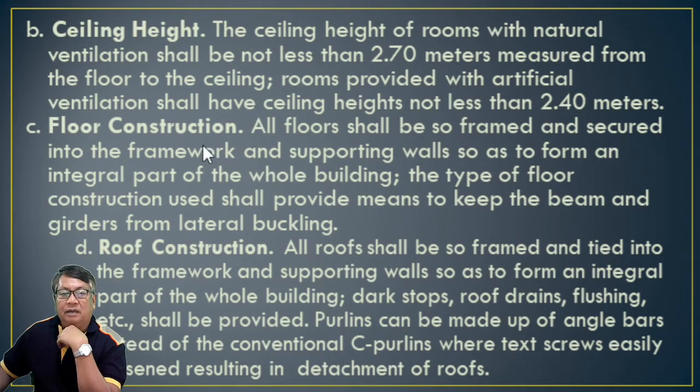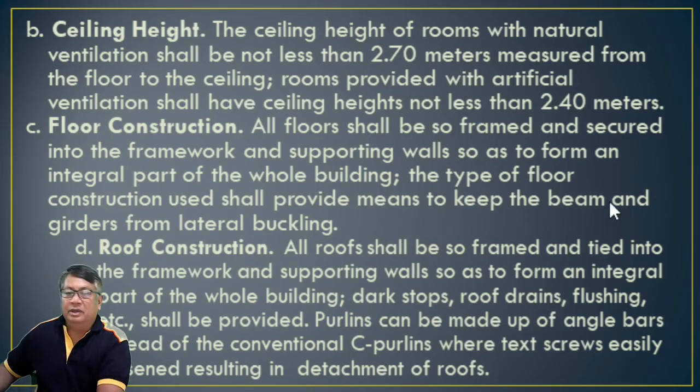So, for the floor construction, all floors shall be framed and secured into the framework, supporting walls so as to form an integral part of the whole building. The type of floor construction used shall provide means to keep the beams and girders from lateral buckling. So the beams are used for the horizontal support of any part of the building, and the girders are from the other support structures of the building.